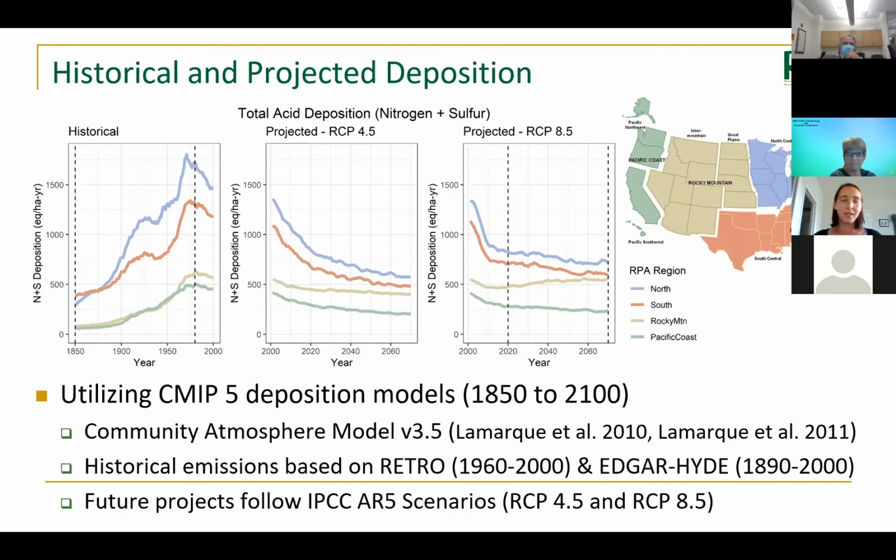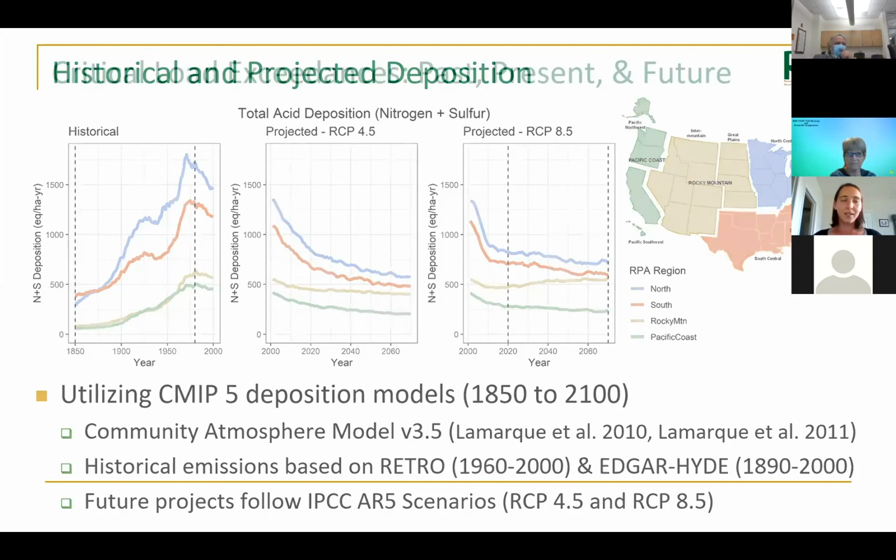And this deposition story is one that I think is familiar to many of us. Historically, deposition was pretty low, pretty much across the whole country. And then you can see in our different RPA regions, and really all of them, the increases over time, peaking in the late 20th century, and then decreases, although the differences between the two are different.